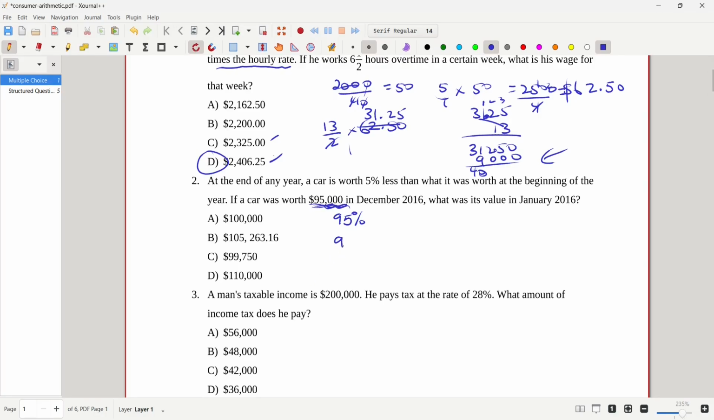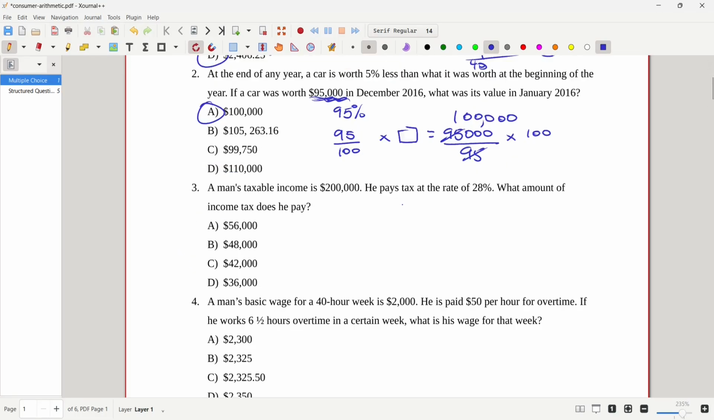So I'm going to say 95% times the sum value would be equal to 95,000. Now, what I have to do here is I just simply have to take this 95,000 and then multiply it by 100 over 95. 95 into this 1, so 1 with 1, 2, 3 zeros, and then add 2 zeros when I multiply by 100, and I get 100,000. The answer is A.